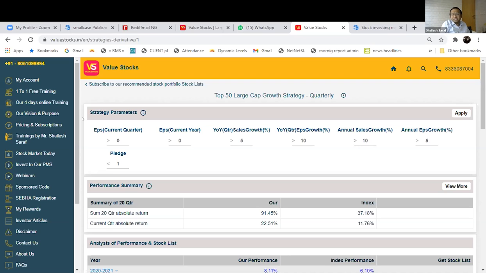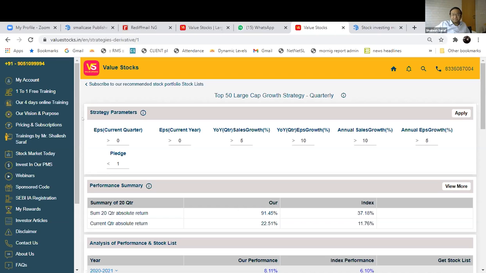Okay, yes, somebody was asking a question. Yeah, Shailesh, I was just asking. So when the new quarterly list is released, ideally we should buy those stocks on the next day after release, right? Correct. Okay.